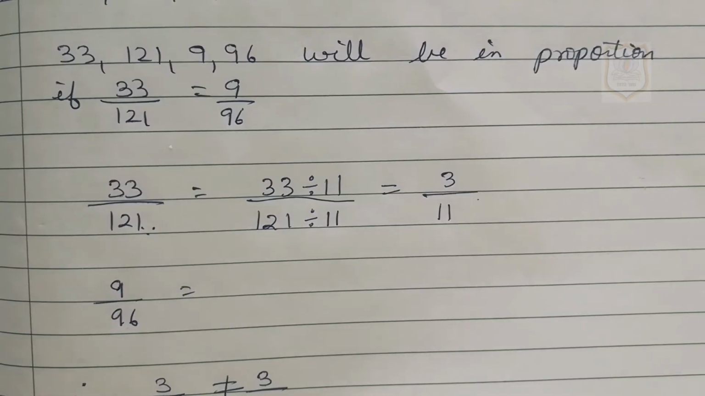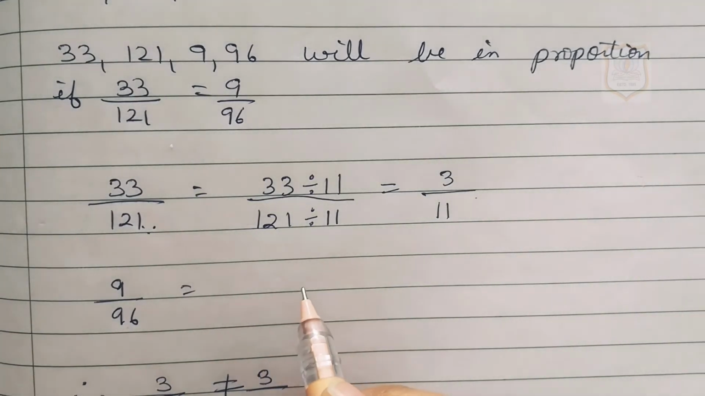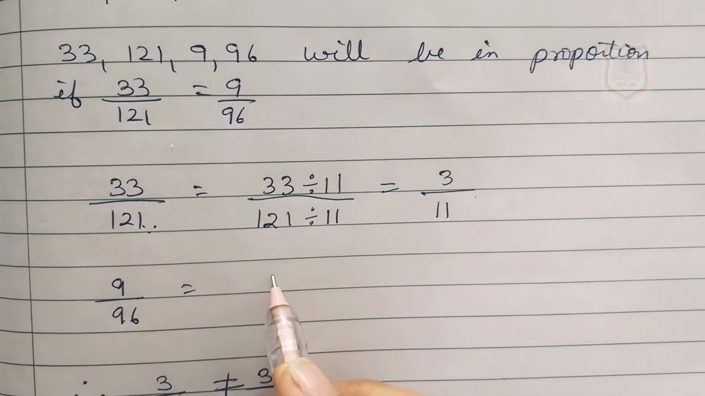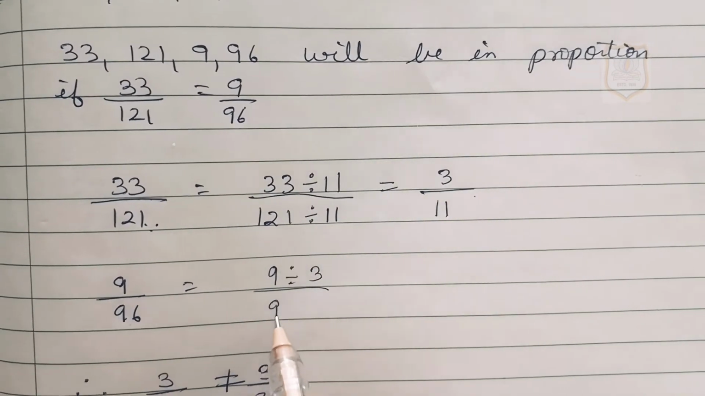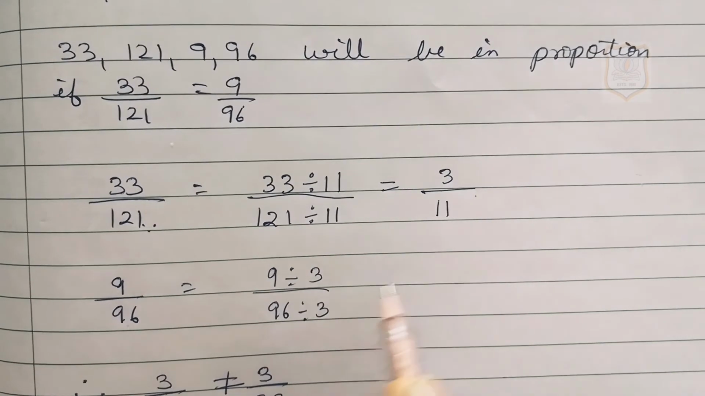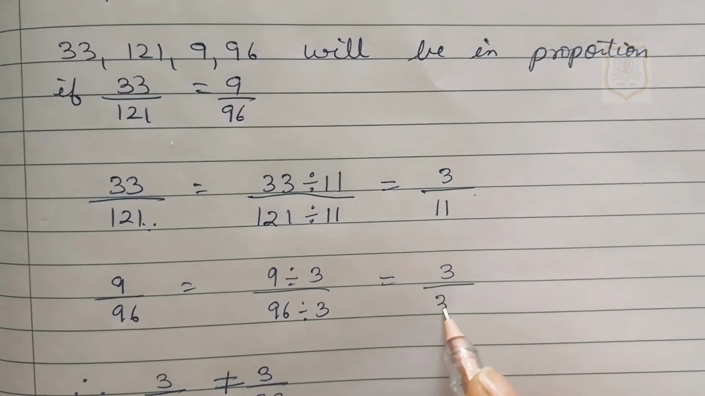Next we have to find out the simplest form of 9 upon 96. Here we will divide numerator and denominator by 3. 9 divided by 3 upon 96 divided by 3. 9 divided by 3 is 3 and 96 divided by 3 is 32.